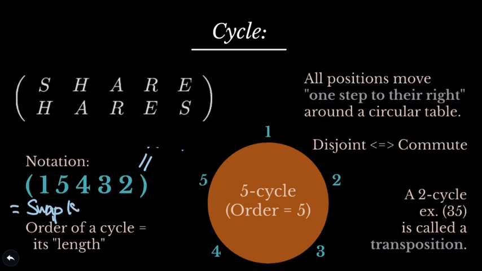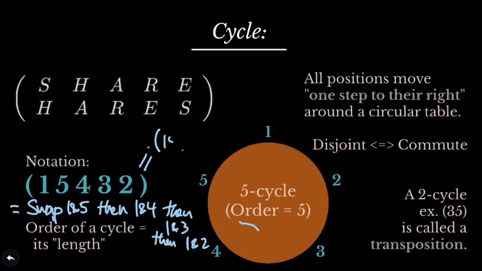Swap 1 and 5. Then 1 and 4. Then 1 and 3. Then 1 and 2. And now when I write this product of cycles, it goes the other way. 1, 5, 1, 4, 1, 3, 1, 2. Right. So what I'm saying is that the same permutation that sends share into hairs, that's one element of the symmetric group of 5 symbols. And it has these 2 different expressions. I can express it as a 5 cycle, or I can express it as a product of 4 2-cycles, a product of 4 transpositions. Right?